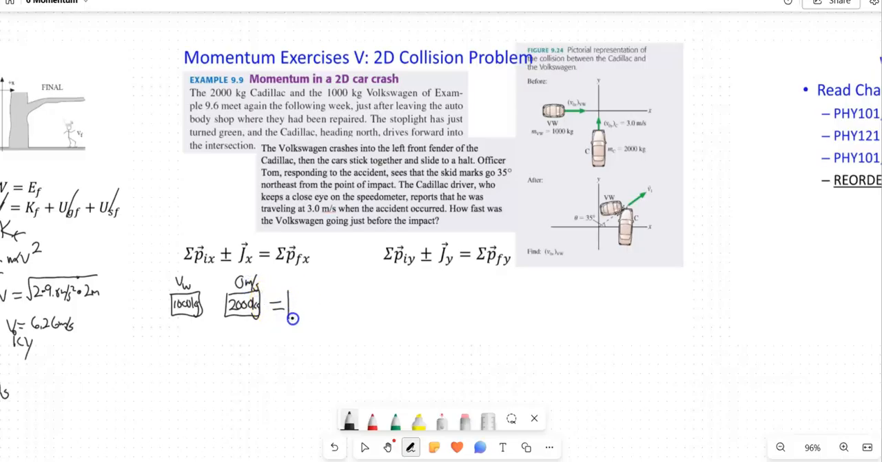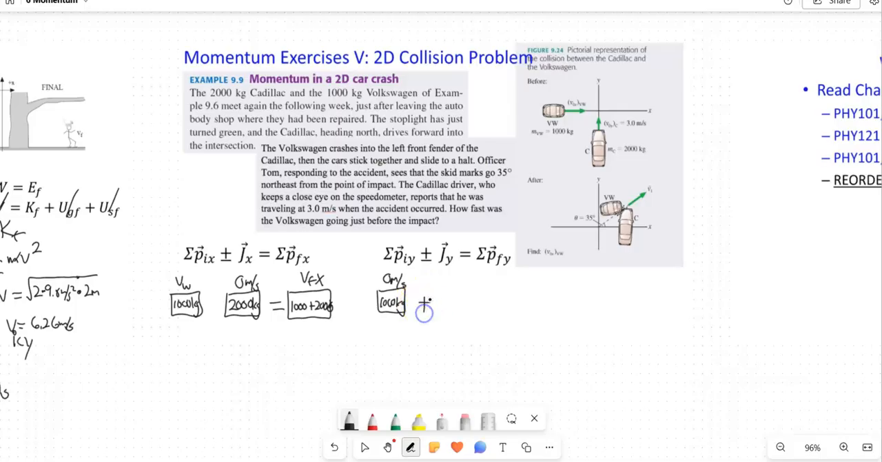After the impact, they are going to be combined together, which is going to be 1,000 plus 2,000 kilograms, moving at some final velocity in the x direction. In the y direction, the VW Bug, the Volkswagen Bug, has no initial velocity in the y direction.